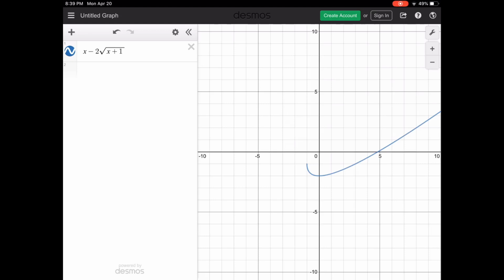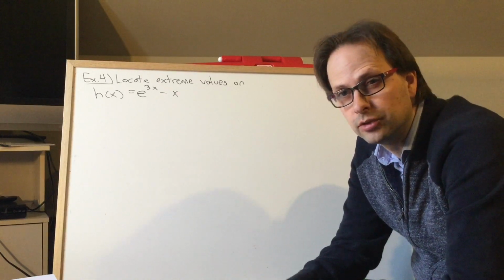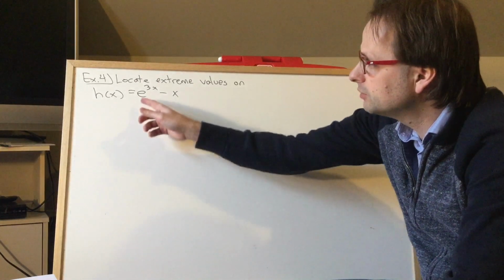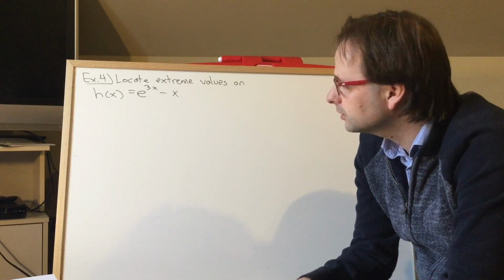As expected, this graph has a minimum at 0, -2, right there. And you can see that its domain really is x is greater than or equal to -1. We'll take a look at one last one to find extreme values on. So we have an exponential here. h of x is e to the 3x minus x.